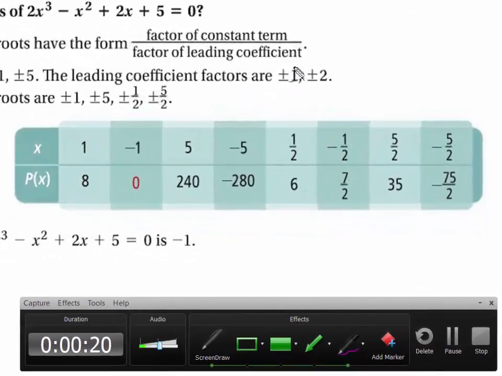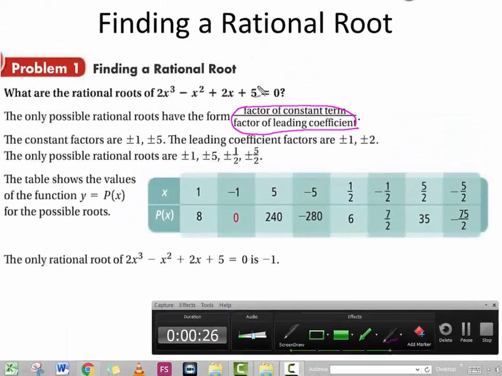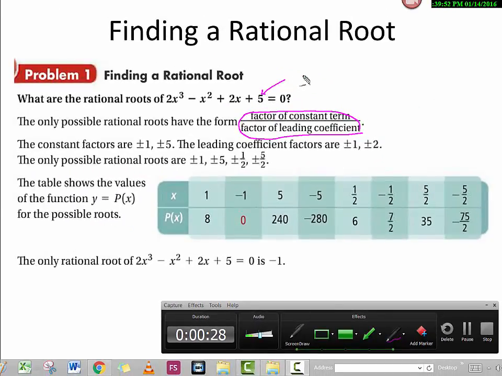So we are basically using the same formula right here. We have to find the factors of the constant term, which is 5. So the factors of 5 are plus and minus 1 and plus and minus 5. And the factors of the leading coefficient are positive and negative 1 and positive and negative 2. So these are all the different combinations for these two.